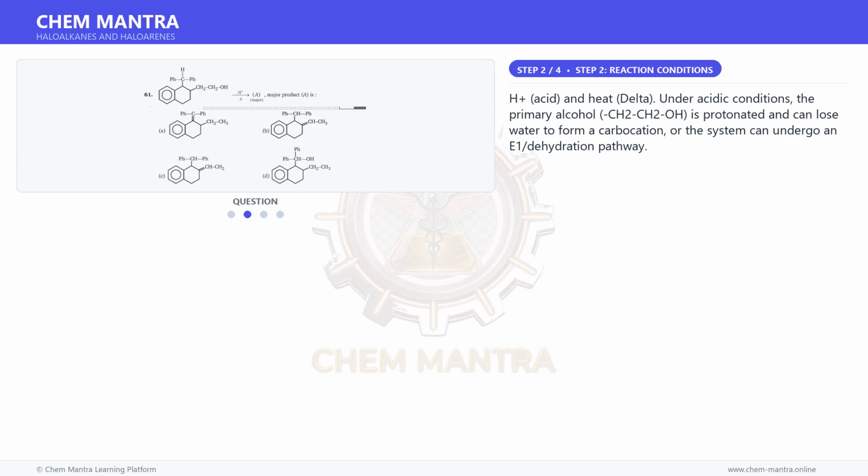Moving on to the next step. H+, acid, and heat, delta. Under acidic conditions, the primary alcohol, CH2CH2OH, is protonated and can lose water to form a carbocation, or the system can undergo an E1 dehydration pathway.